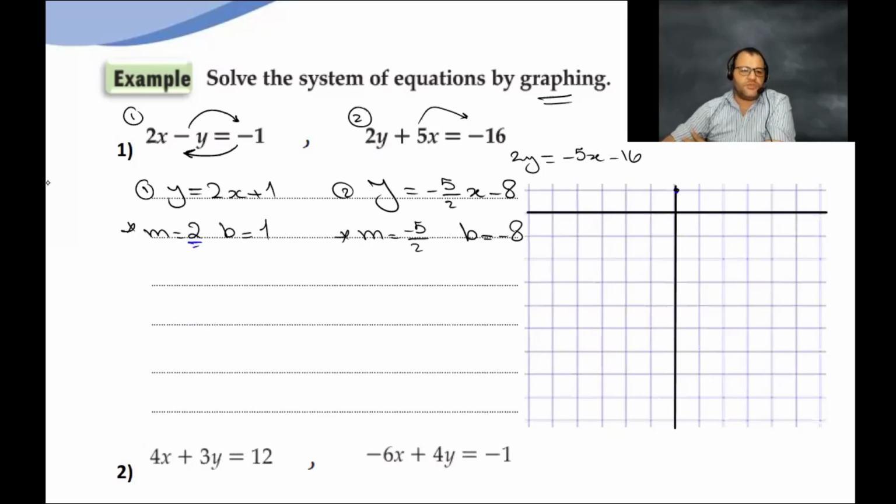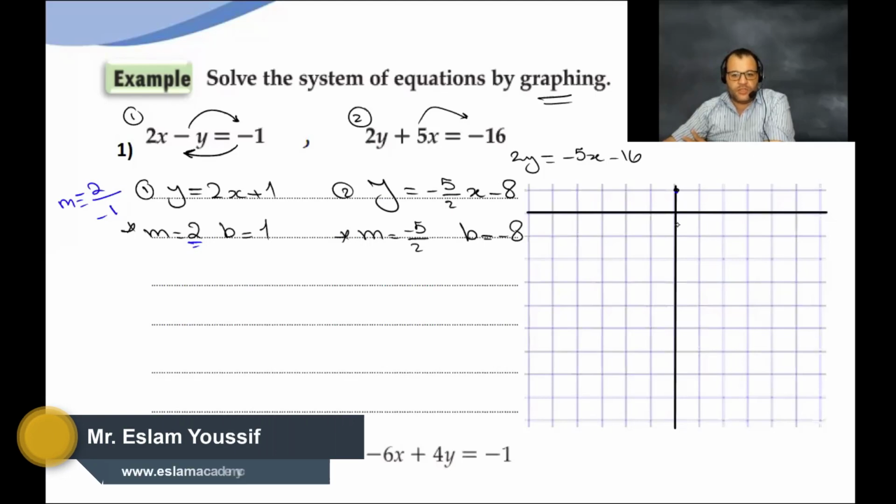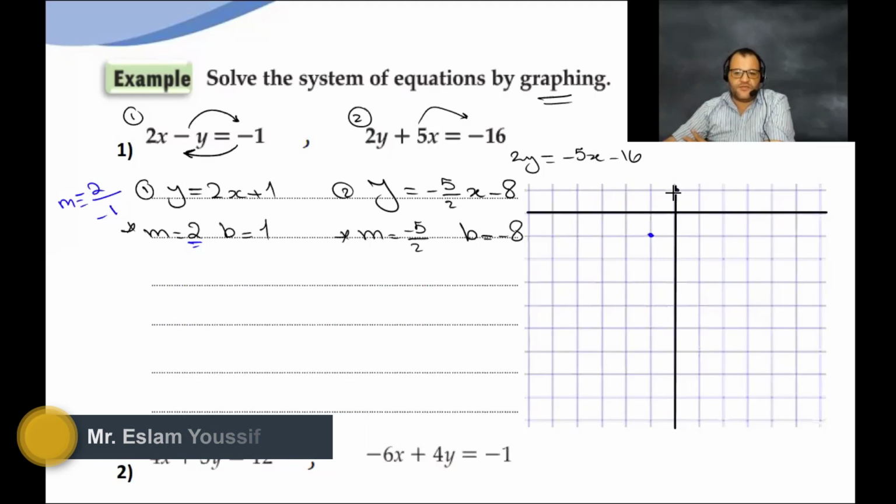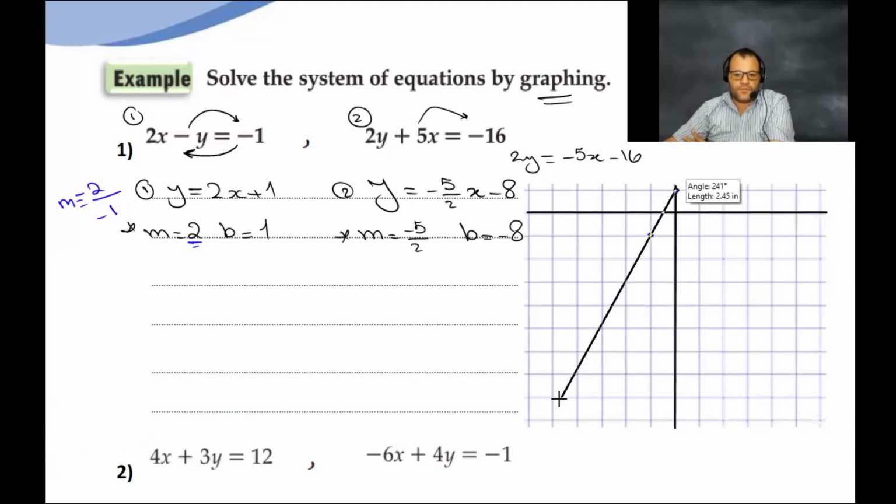What is the meaning of the slope is 2? It means 2 over 1. That means 2 to the right and 1 up. Rise 2 up and 1 to the right. Or can we say it will be negative 2 over negative 1, because there is no place to go up and right? Down 2 and 1 left. So now we have that as the first line. That's the line number 1. Any problem for the first line?